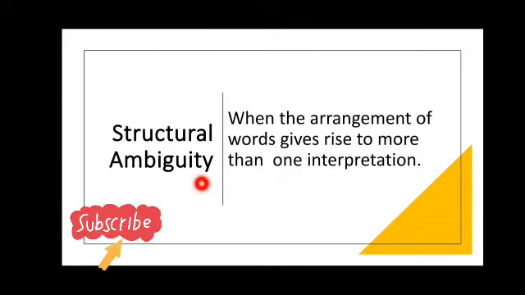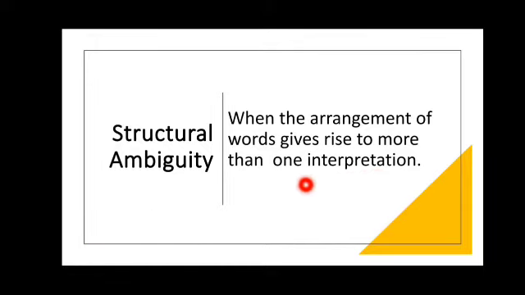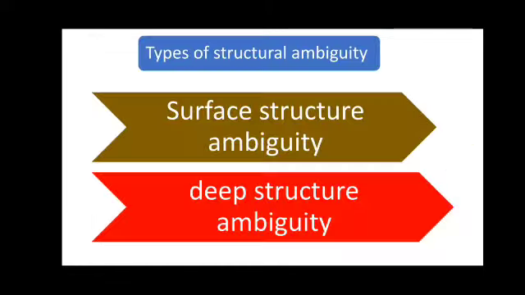On this slide, we will define structural ambiguity. When the arrangement of words gives rise to more than one interpretation, we call it structural ambiguity. Or when ambiguity arises from the structure of a sentence, we call it structural ambiguity. Types of structural ambiguity. We have two types of structural ambiguity. First, surface structure ambiguity, and second, deep structure ambiguity.